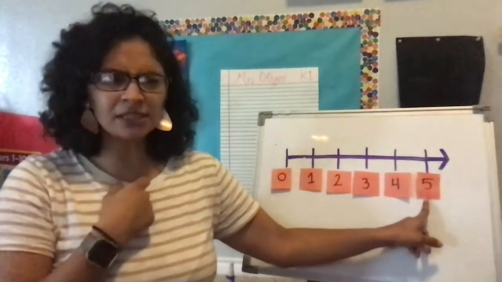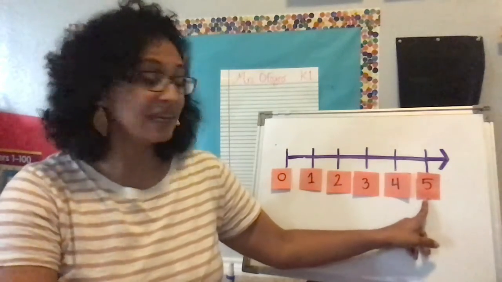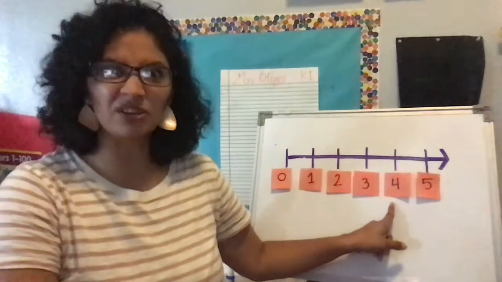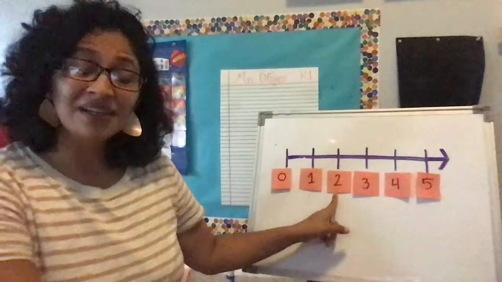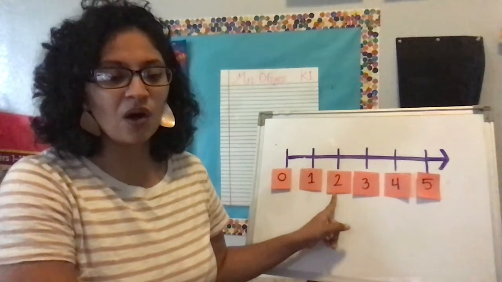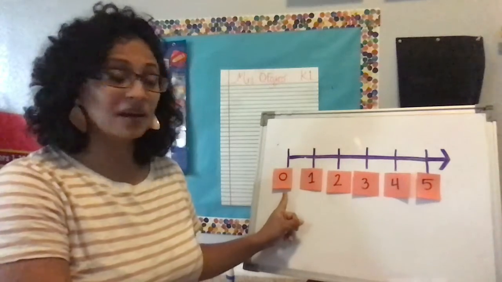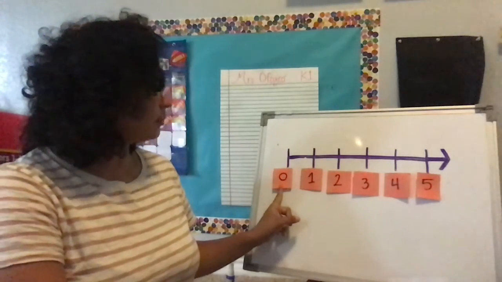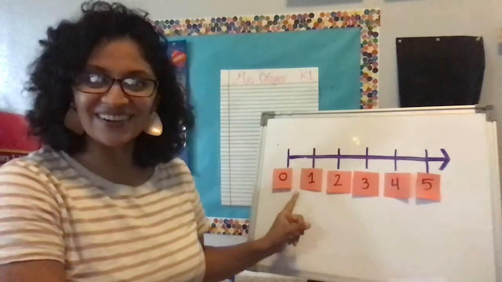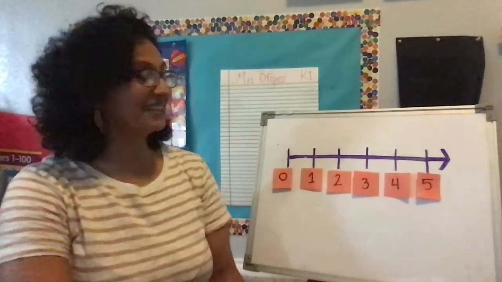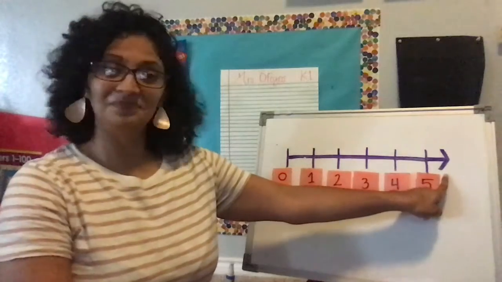So, what's the smallest number? Is it 4? No. There's smaller numbers. Is it 2? No. We actually have to go all the way back to the beginning of the number line to find the smallest number. So the smallest number in our number line is 0.